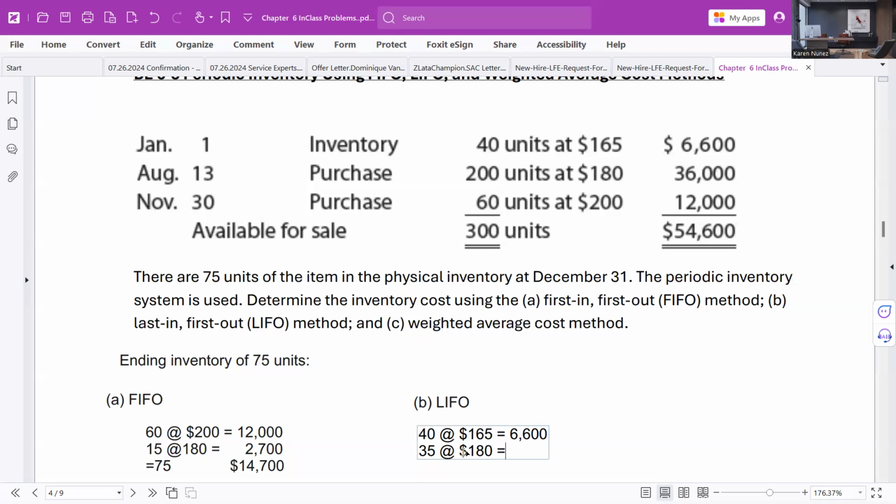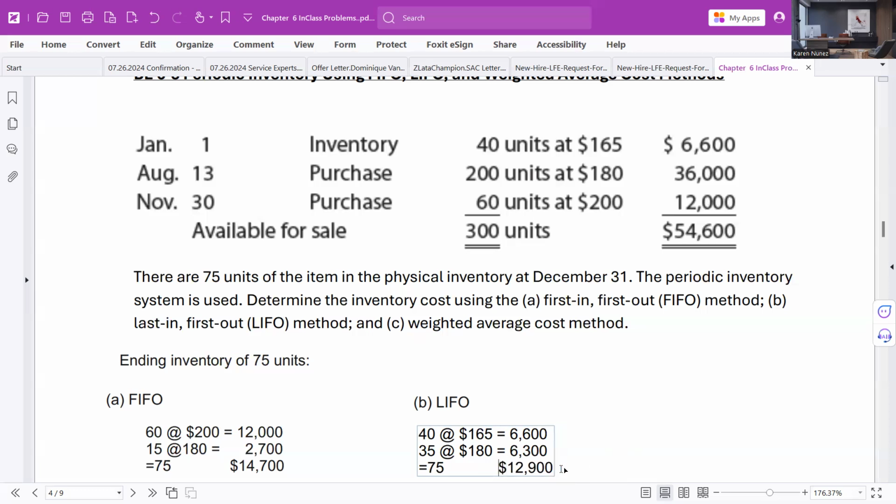35 at 180 is 6,300. Put it all together, and we've got the 75 units, right? And those 75 units have a cost of 12,900. And I have a typo here. 35 at 180 is 6,300. And that's the cost of the ending inventory using the LIFO approach.